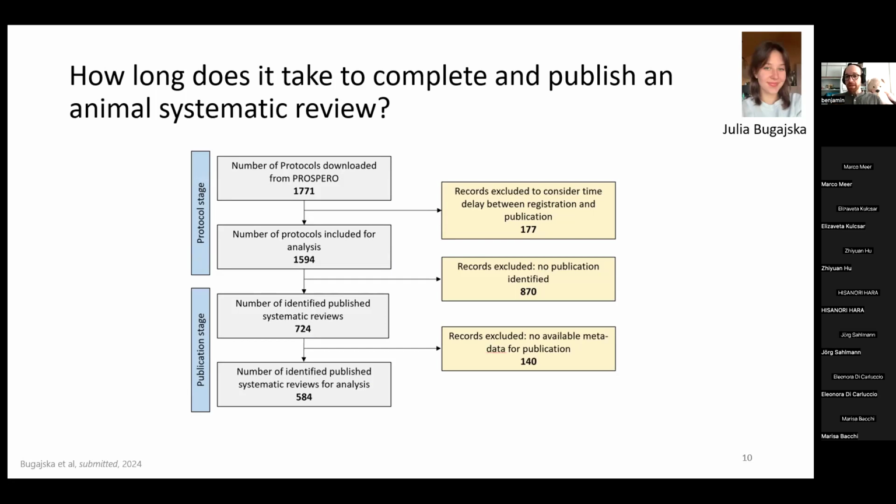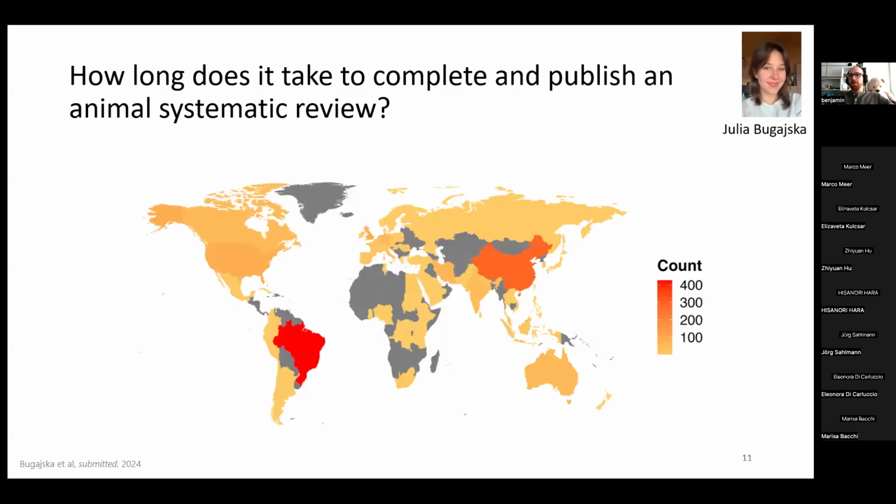By the way, how did you check that? We went on different databases and searched for a combination of author names and titles, keywords, and tried to figure out the link between the protocol and the publication. And the first main message of this project is that only around half, or a bit less than half, of the protocols are actually completed and culminate in a publication. So less than 50%.